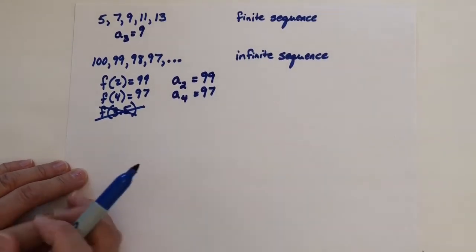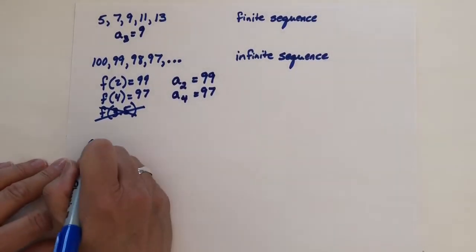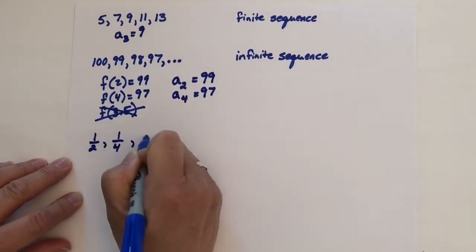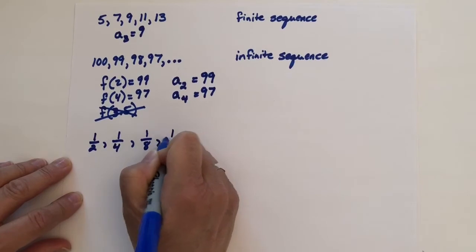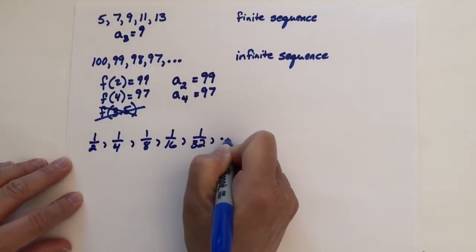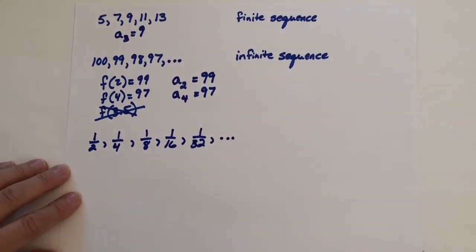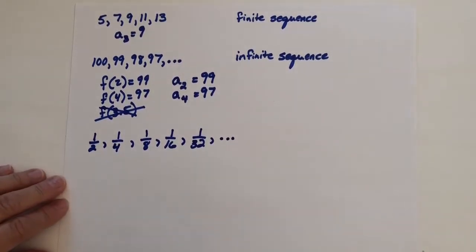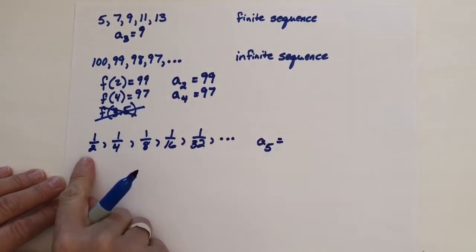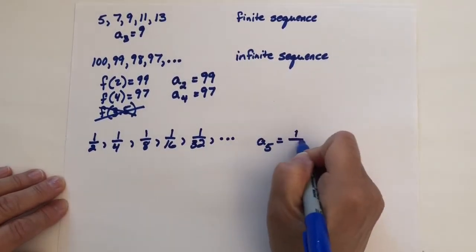Let's look at another sequence. How about 1/2, 1/4, 1/8, 1/16, 1/32, and I'm representing an infinite sequence. So I could just ask the question, what's the 5th term of the sequence? And we should be able to say that a sub 5 equals, and we look right here, 1/32.